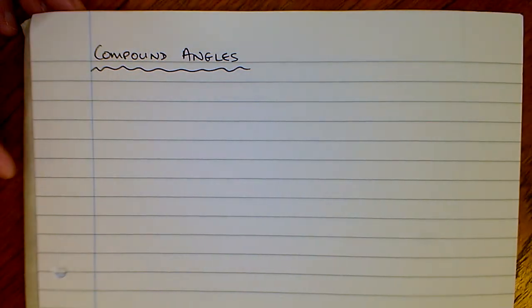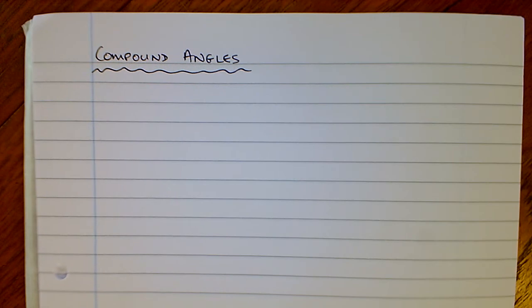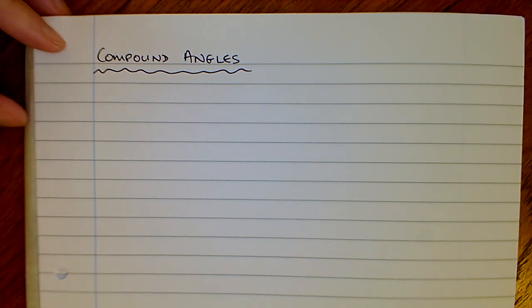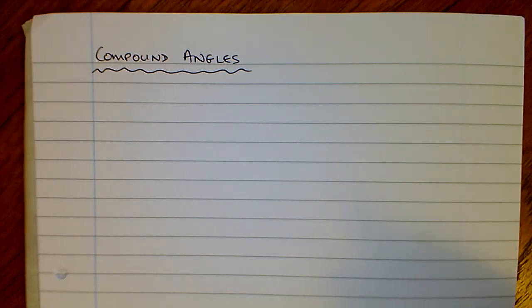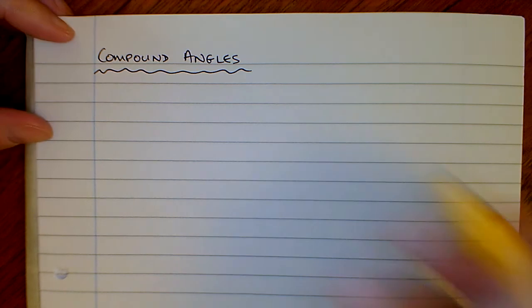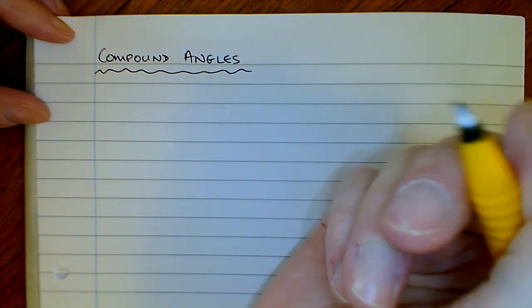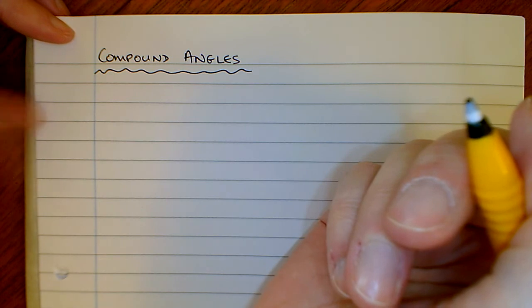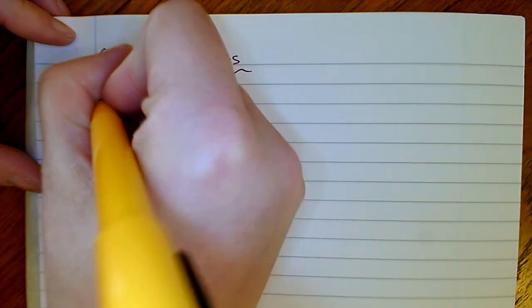Okay, so we're going to look at compound angles. So the first thing then are the formulas for compound angles. A compound angle just means we're adding two angles together. Okay, so we have a formula for sine, for cos, and for tan. Now these are all in your formula book, so you just need to be able to use them.